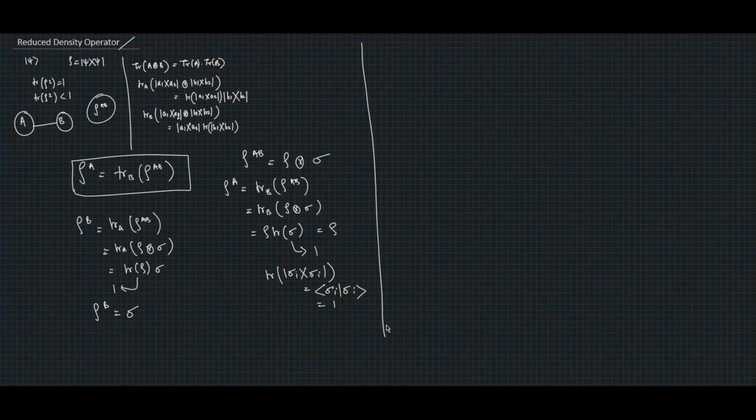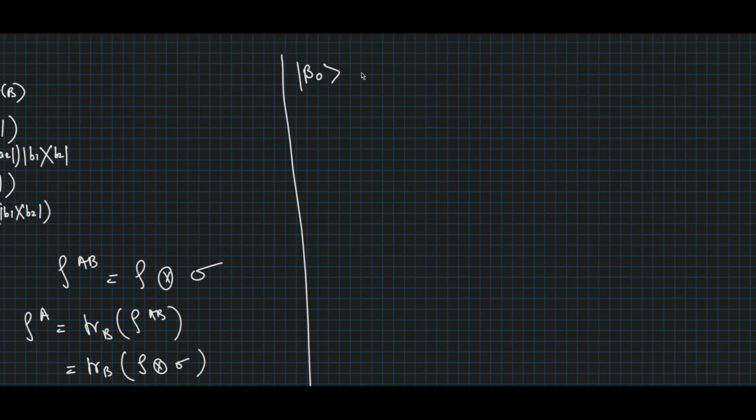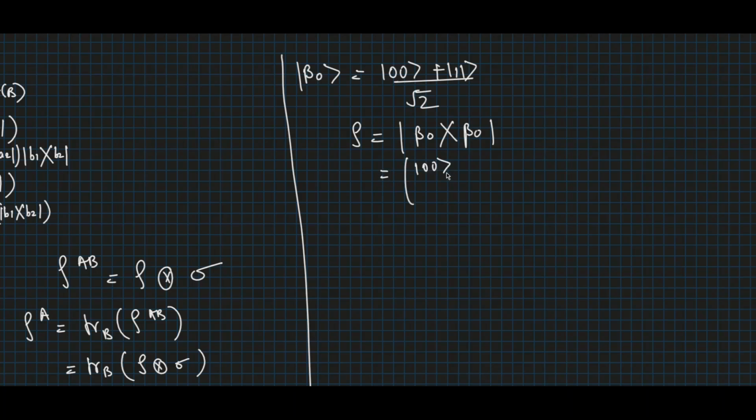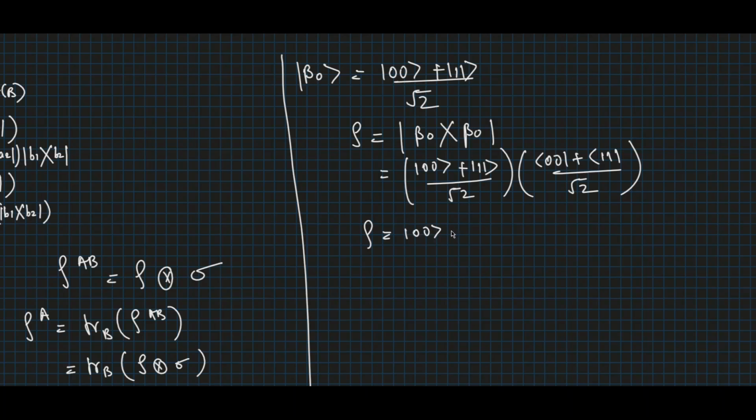Now let's see an example to understand the reduced density operator with the help of the Bell state beta 0, which is equal to 00 plus 11 by root 2. So this has a density operator rho, which would be equal to the outer product of beta 0, which would be equal to 00 plus 11 by root 2 into the bra of 00 plus 11 by root 2, and multiplying it we get rho equal to the outer product 00 00 plus 00 11 plus 11 00 plus the outer product 11 11 divided by 2.